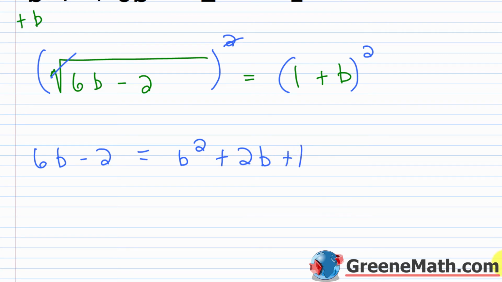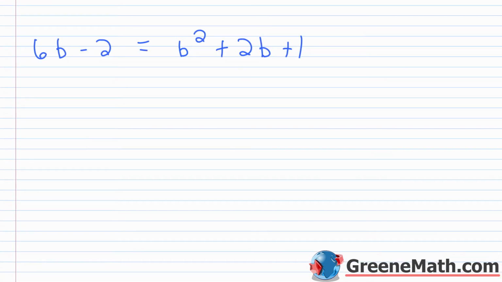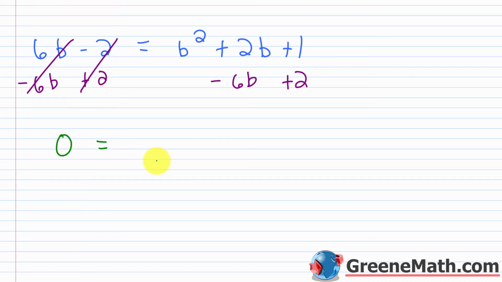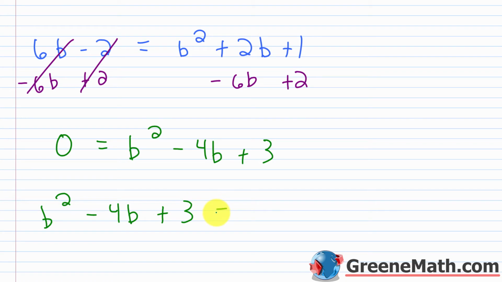Let's scroll down a little bit, get some room going. And let's add 2 to both sides of the equation. So that's gone. And let's subtract 6b away from each side of the equation. So that's gone. So I would have 0 over here on the left is equal to b squared minus 4b plus 3. And let me just switch this around and say, okay, I have b squared minus 4b plus 3 equals 0.